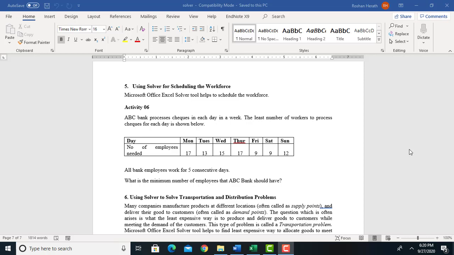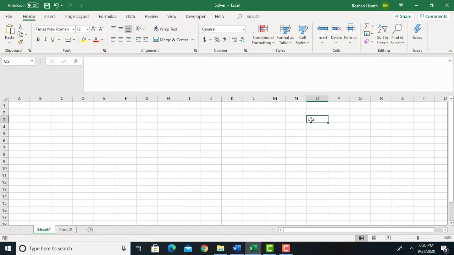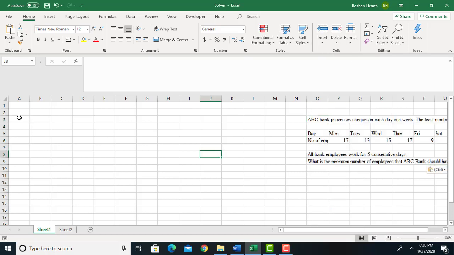Then it asks, what is the minimum number of employees that the ABC Bank should have? Considering this particular operation, what must be the minimum number of employees they should have in order to manage this task? That's what the question is about. When you're approaching questions of this nature, you need to ensure that first you get the basic model developed. As we always discuss, you need to develop the model.